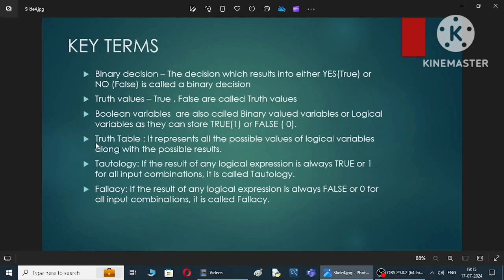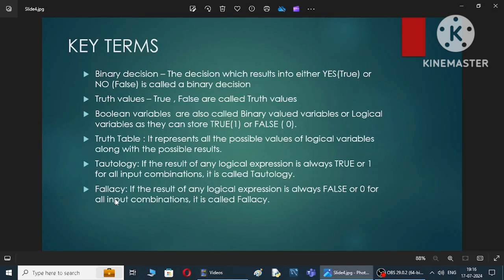And truth table, this is one important term you should know. Whenever we have a logical expression, we will represent the logical expression in the form of a tabular column which is called a truth table. In the truth table, we will give different combinations of input values and get the result of the logical expression. That table is called a truth table. Very soon we will learn how to draw a truth table, right?